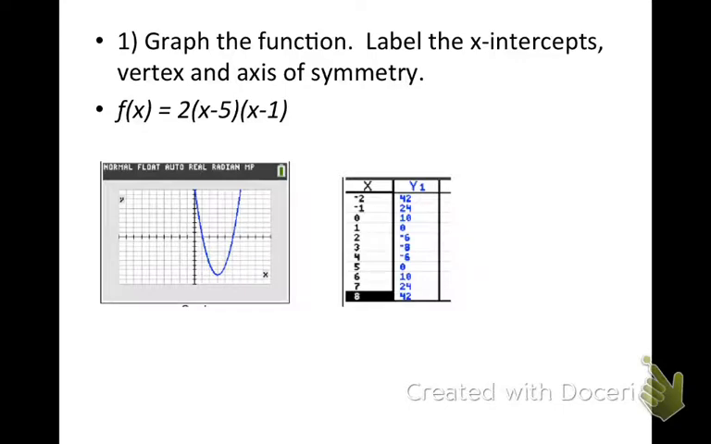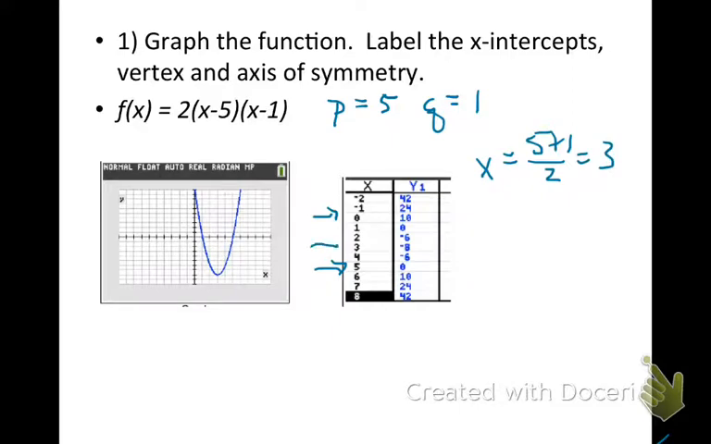So the graph of function number 1, f of x equals 2 times x minus 5 times x minus 1, should look like this. So you should have picked out that your x-intercepts, your p and q values, are at +5 and +1. So that gives you the points (1, 0) and (5, 0). And then if you find the center of those, so we'll add them up and divide by 2, will be where x is 3. If you plug in 3 to the function, you're going to get -8. So there's your vertex at (3, -8).